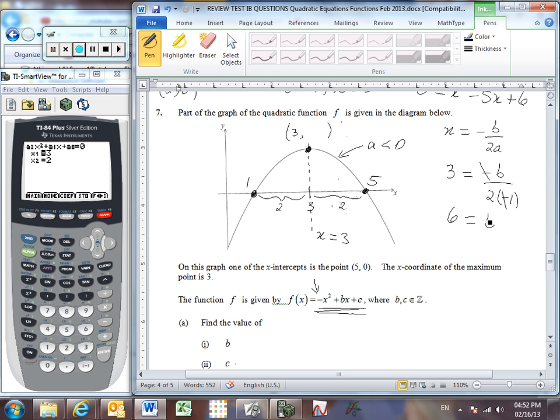Now, in order to find out what the c value is, maybe I can just substitute in one of my known points. So at this stage, I've got that y is equal to negative x squared plus 6x plus c. Let's substitute in a known point, like 5, 0, for example. So when y is 0, x is 5.